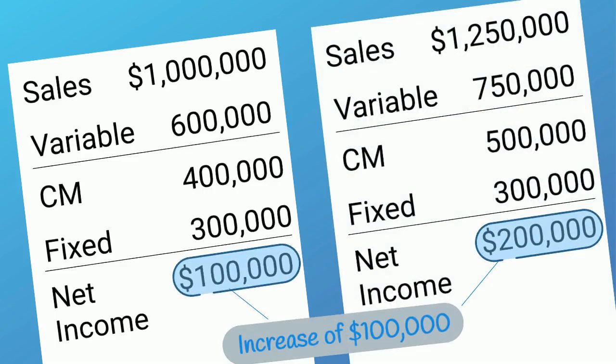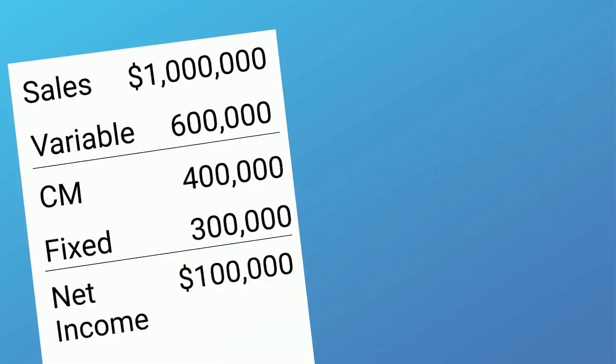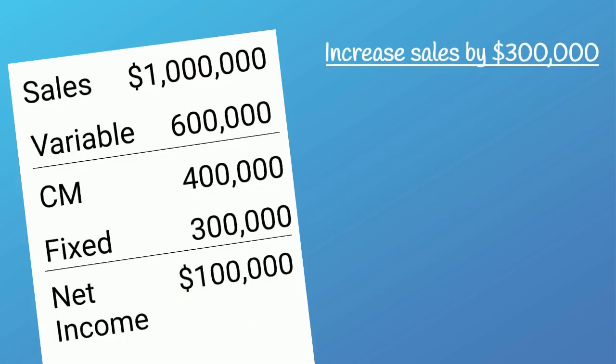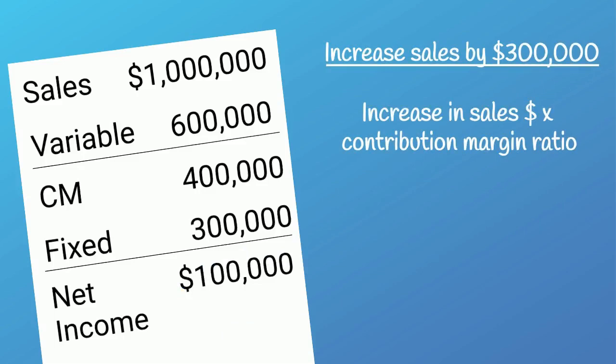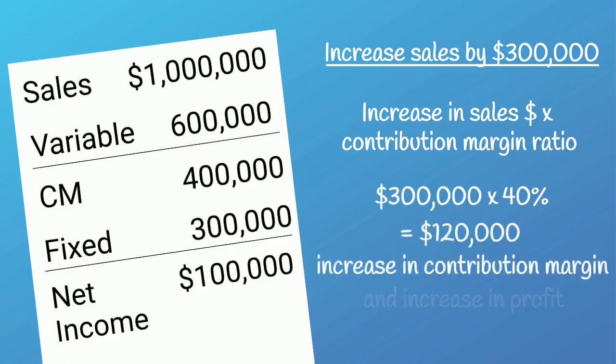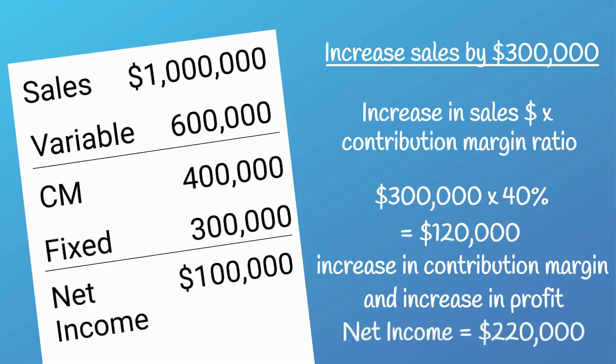It does work. What if we increase sales by $300,000? We can take the contribution margin ratio and multiply it by the increase in sales to see what happens to the bottom line. This would increase our contribution margin and profit by $120,000, resulting in a new net income of $220,000. Let me show you one more.